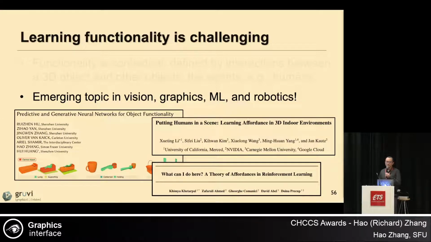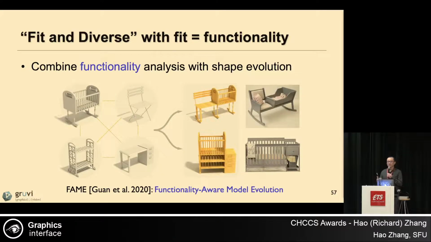Functionality learning has been an emerging topic in graphics, in computer vision, machine learning, and also in robotics. So we try to combine functionality with this shape evolution and try to generate shapes that are functional through this evolutionary process. One key change here is that the fitness is going to be related to functionality, to allow the tool to generate shapes that are functional.